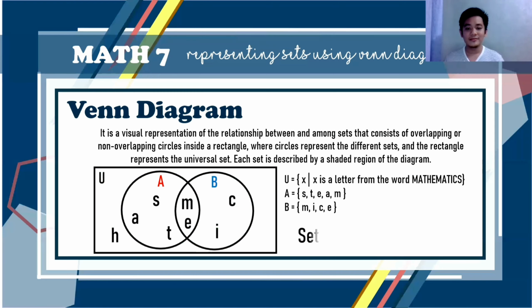How about set B prime? This time, we have to remove the circle B from the universal set. And this is how we represent it using the Venn diagram. So the remaining elements would be S, A, T, and H.